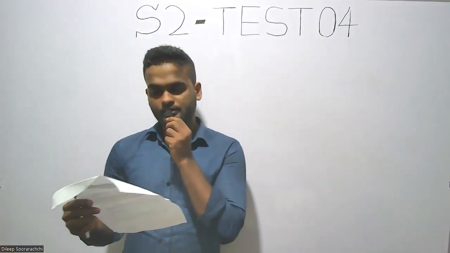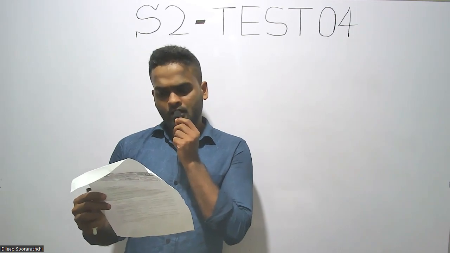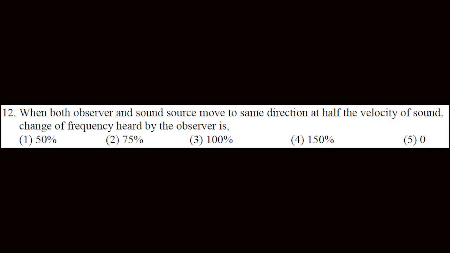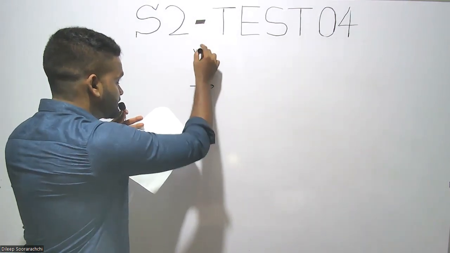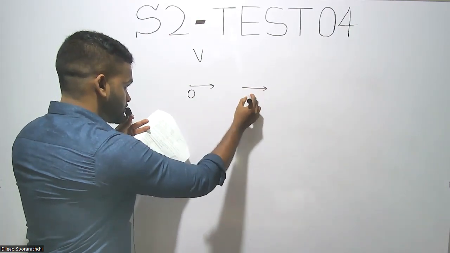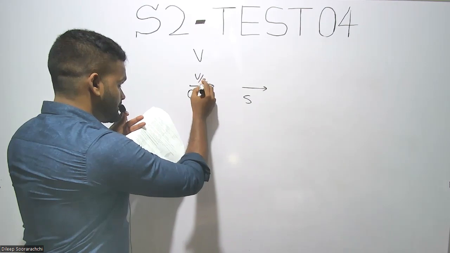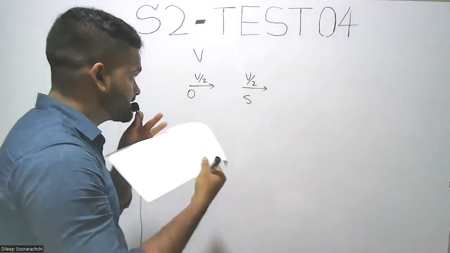Right, 12th question. It is from Doppler's effect. When both observer and sound source move in the same direction at half the velocity of sound, the change of frequency heard by the observer is? So let's say the velocity of sound is v. If this is the observer and this is the source, they say both observer and source move in the same direction with the same velocity.